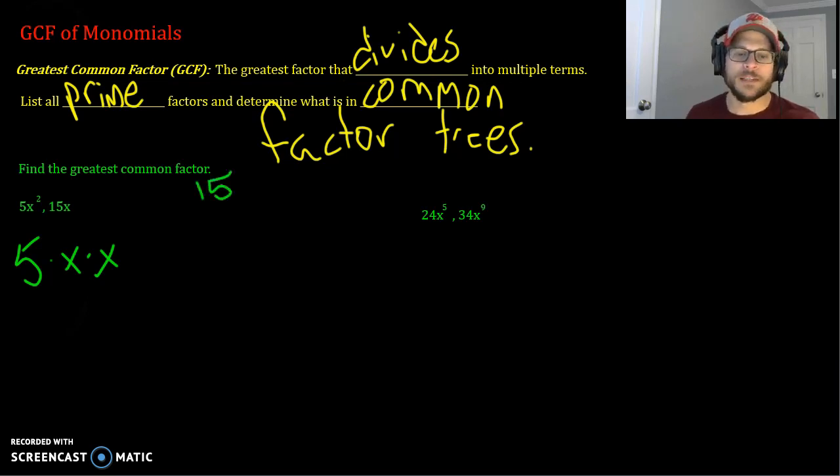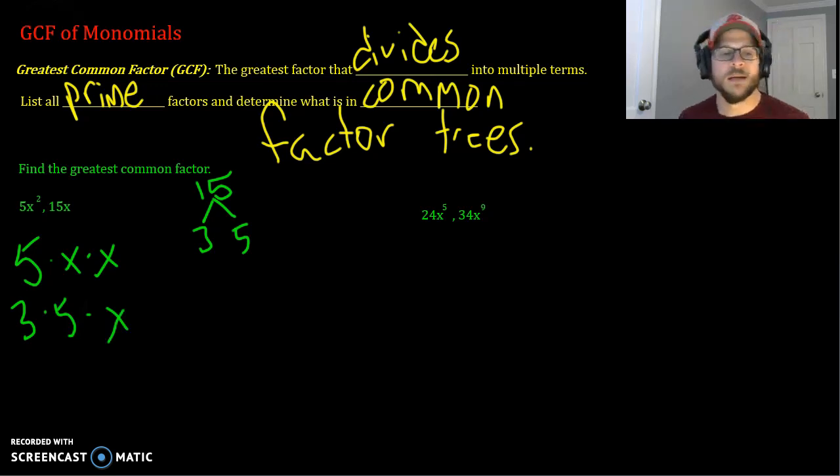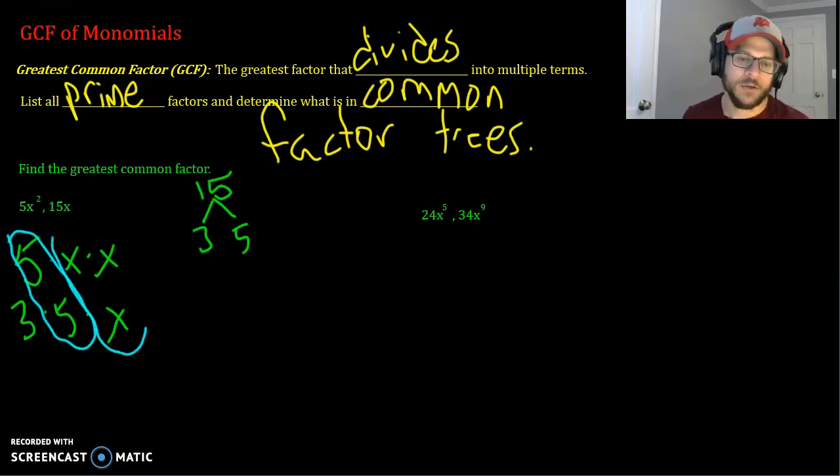Now, 15 is not a prime number. We can actually find factors of 15, and those two numbers are 3 and 5, but those are both prime. So we're going to write 3 times 5, and then there's only one x. Now, looking between the first row of all of your common terms with the second row, you can determine that there is a 5 and there is one x that is in common between both of those.